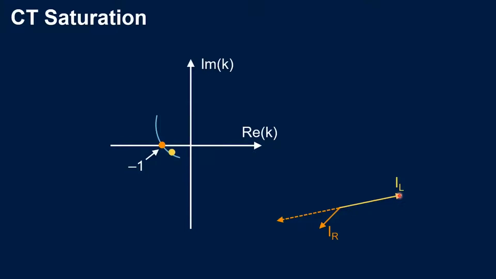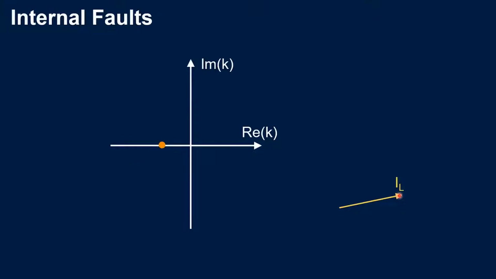Now, what happens if we have an internal fault? If we have an internal fault, as we saw before, we have a local current, and the remote current is going to be with more or less the same angle. And that will plot on the right side of the alpha plane, as we see here in the image.